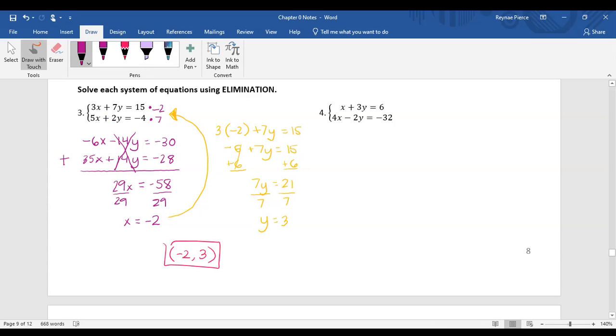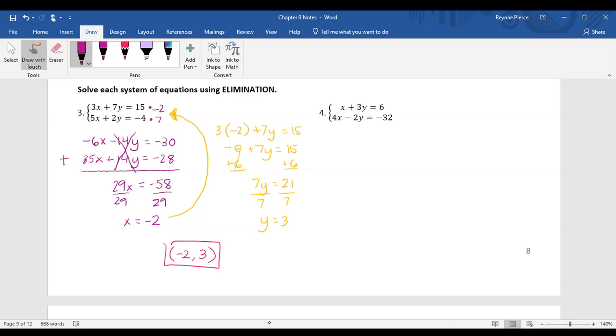Example 4 here. Again, we don't have anything that is opposite automatically. So now you get to pick. Am I going to multiply just the top equation to get opposite coefficients, or am I going to multiply the bottom? Am I going to multiply both equations by something?